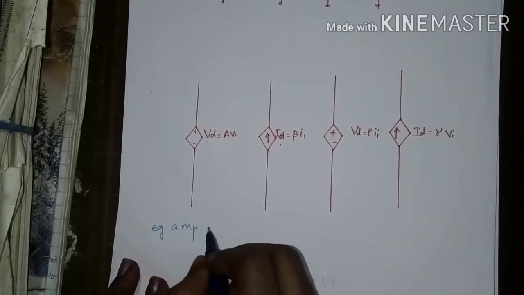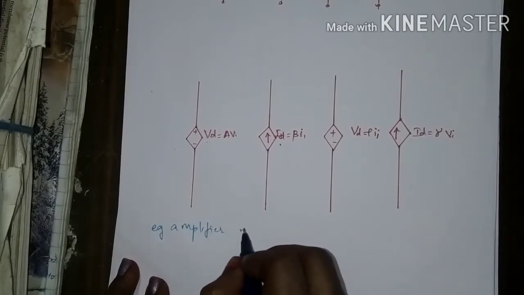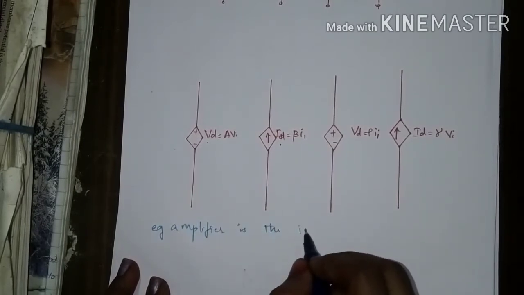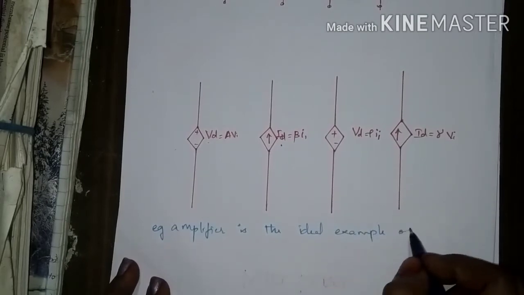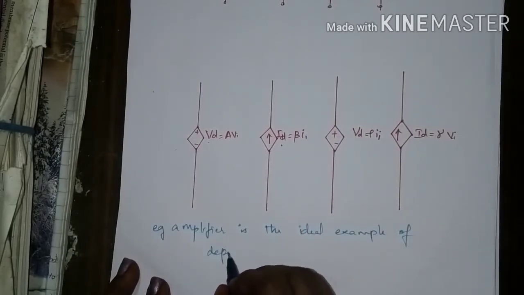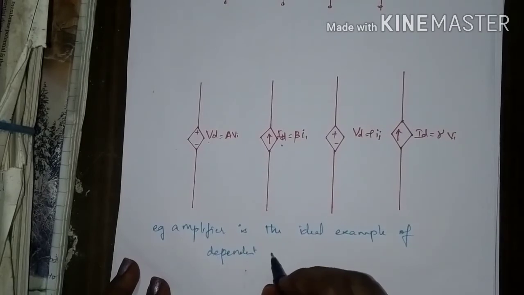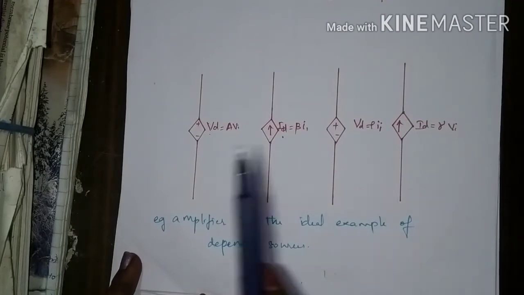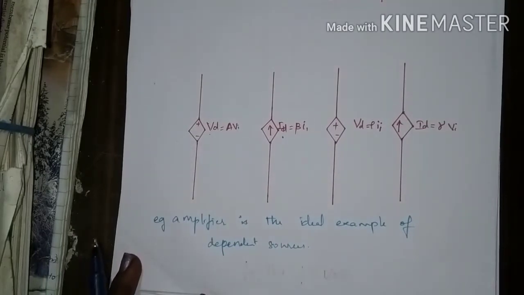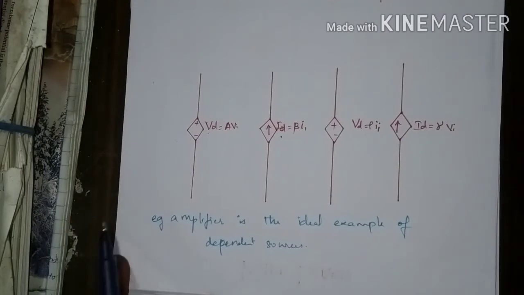An amplifier is the ideal example of dependent sources, where the output signal depends upon the signal that is given to the input circuit of the amplifier. Right? In an amplifier, the output of the amplifier is dependent on the input that is given to that amplifier.